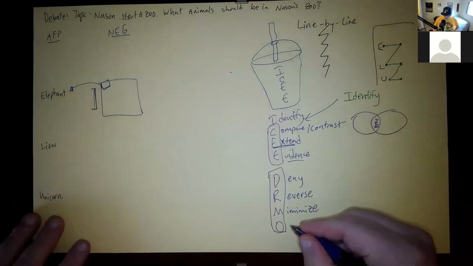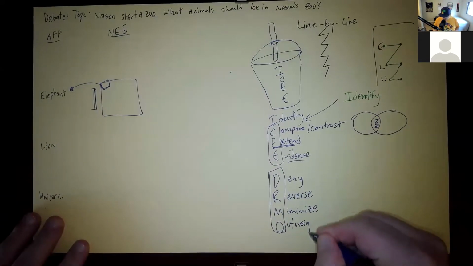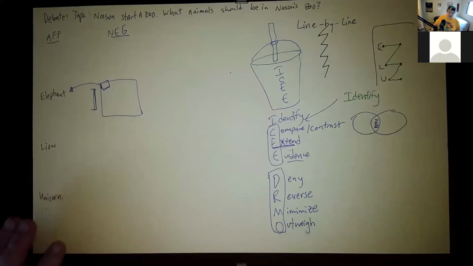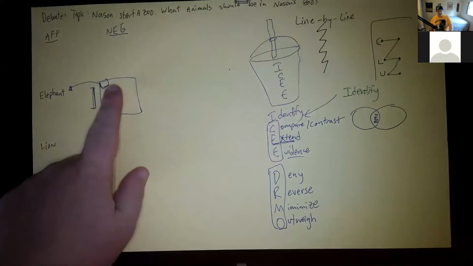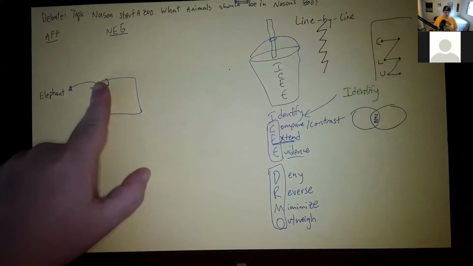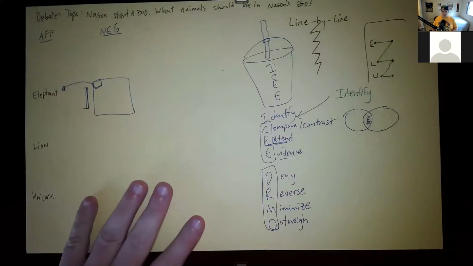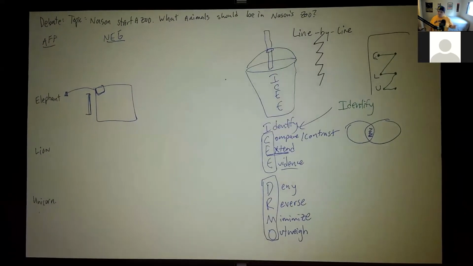The last part is to outweigh. Say something else is more important. So these are all different things that you can put in this box to be like, hey, the things that my opponent has said in the debate are not true. All right. So this is essentially how you think of how to make arguments on the flow, line by line in the debate.